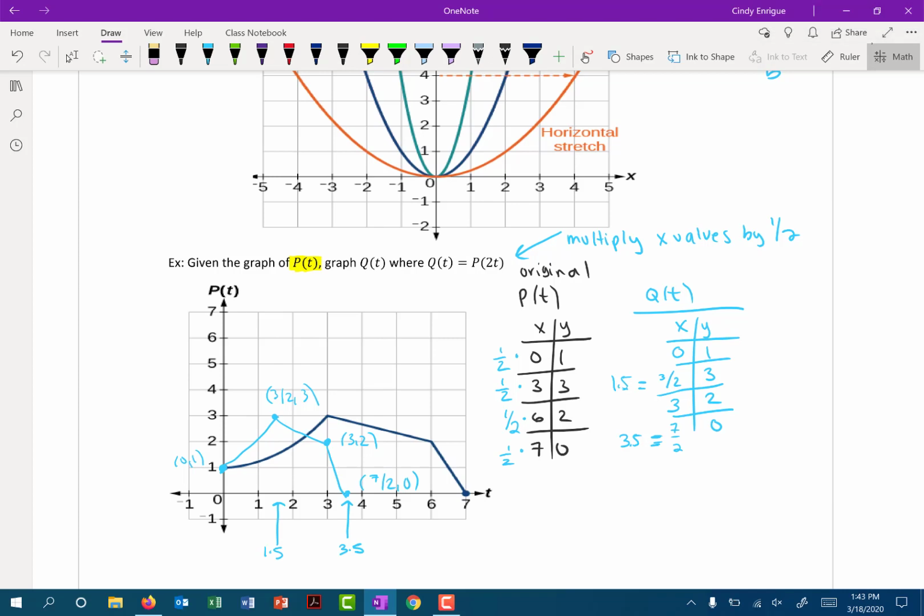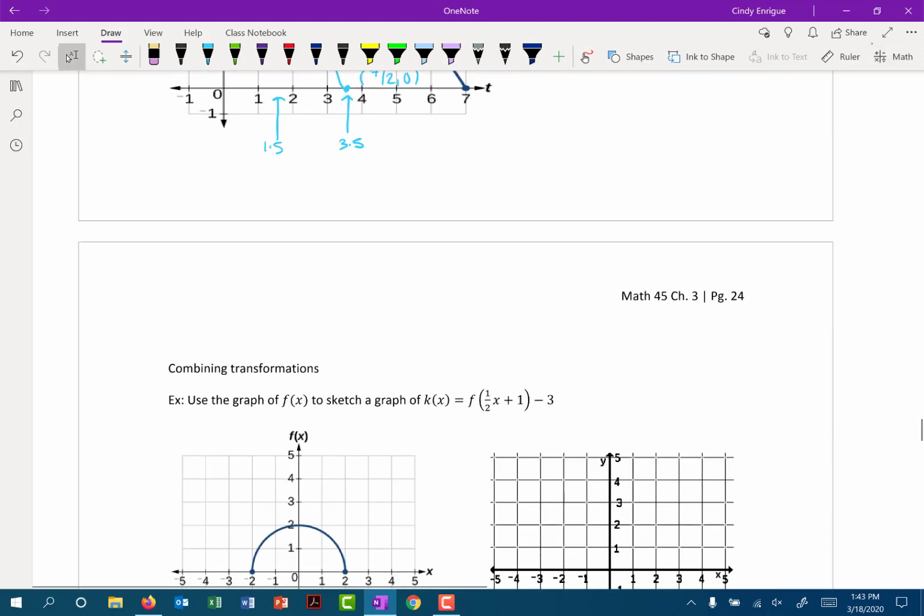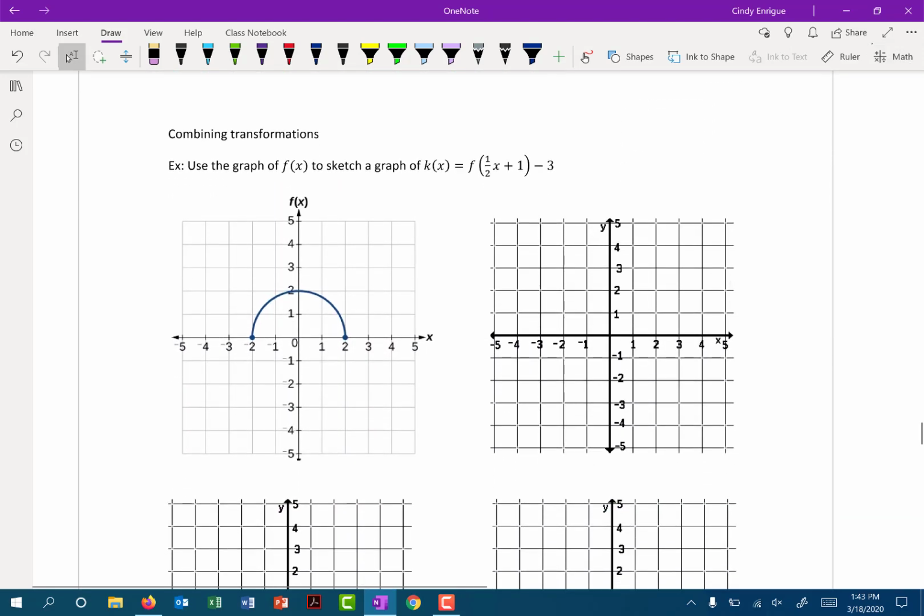So hopefully you guys are getting it. If not, you guys can always email me. We can do a Zoom conference, or we can Google some images together. Or Newton on your homework actually has some good examples.